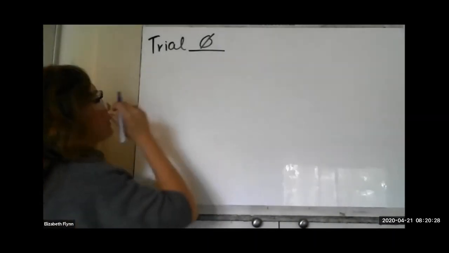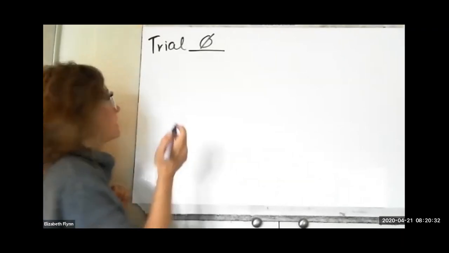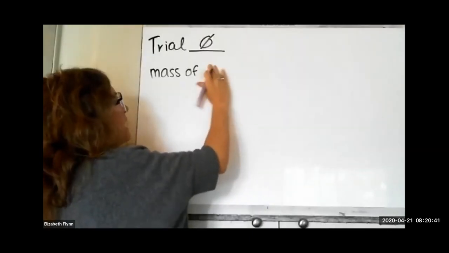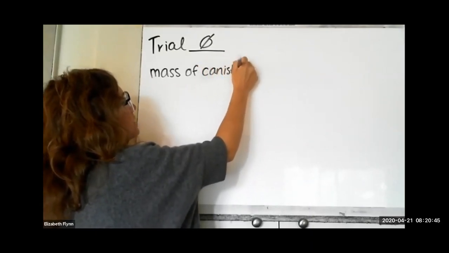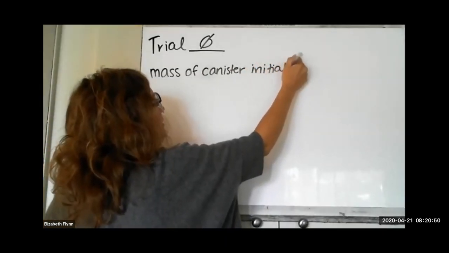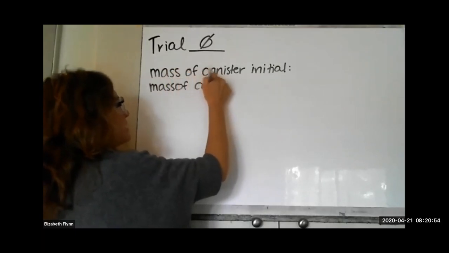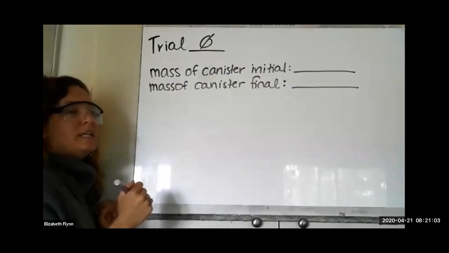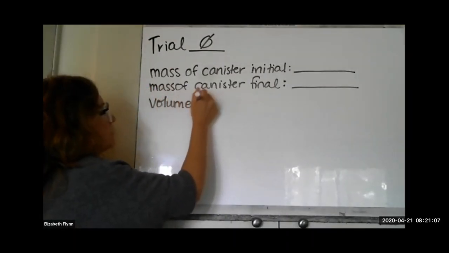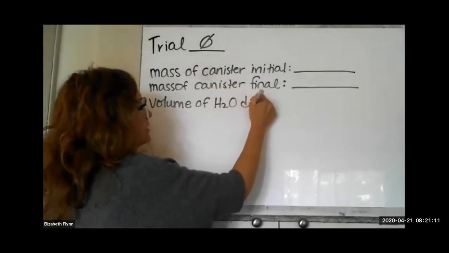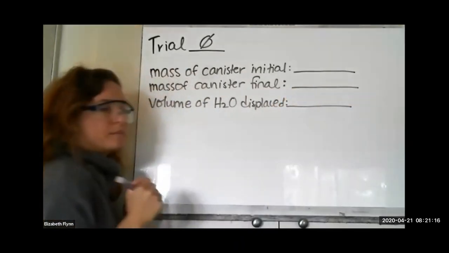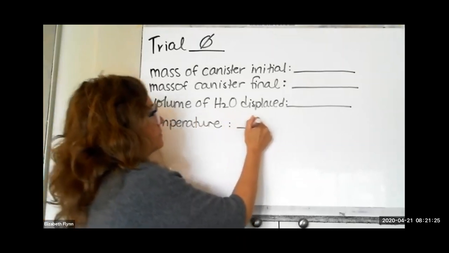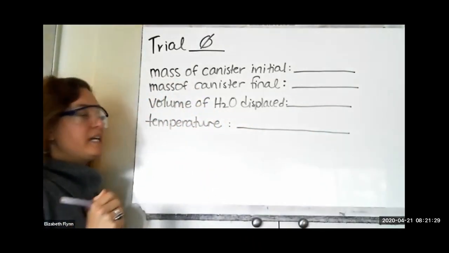Okay. So we're going to be measuring the mass of the gas. We're going to say actually mass of canister initial. Mass of canister final. We're going to need the volume of the water displaced. Right. We're going to need the temperature. And we're going to need the barometric pressure.